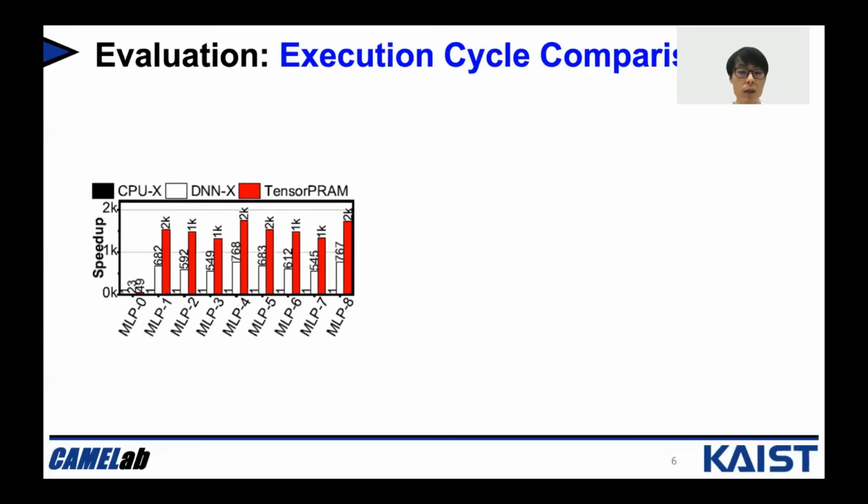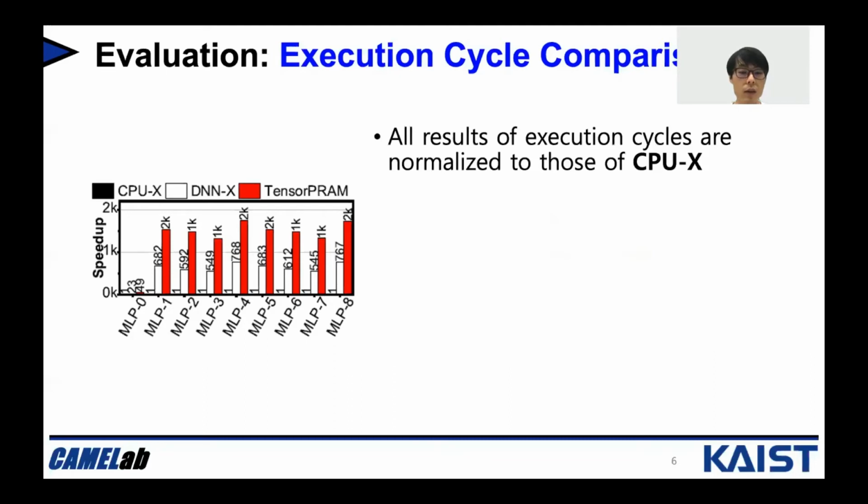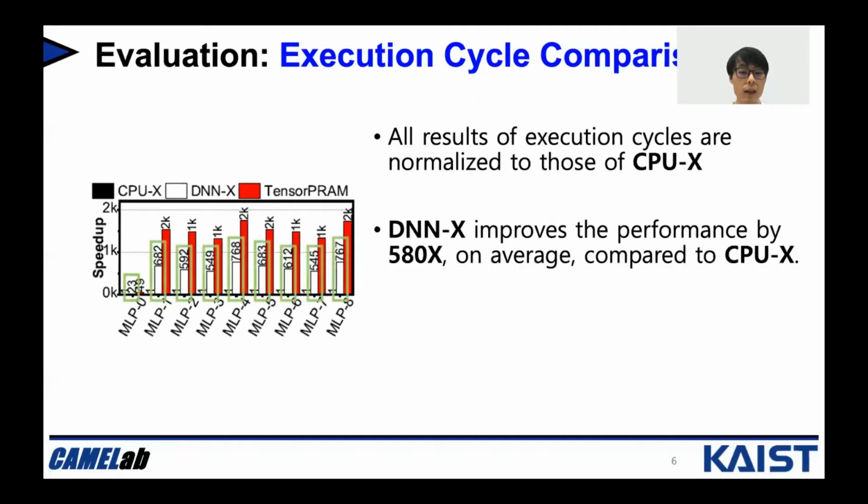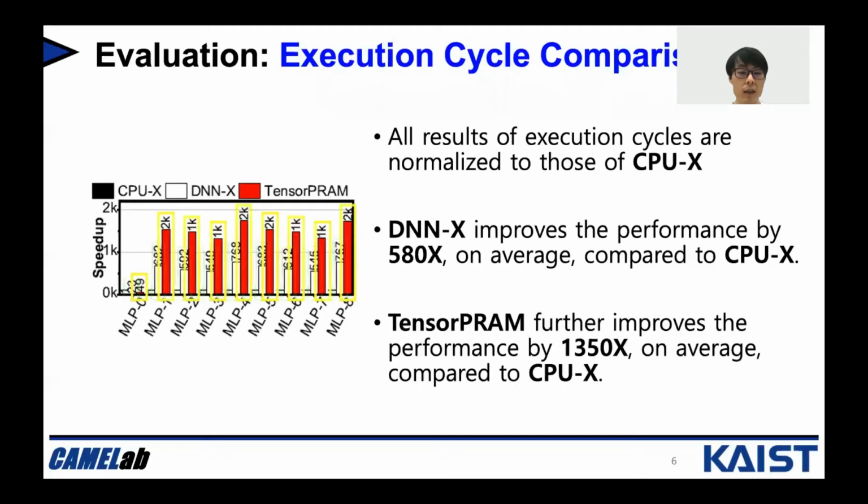Firstly, we compare the execution cycles. All the results are normalized to the execution cycles of CPU-X. DNN-X reduced the execution cycles compared to the CPU-X by 580 times on average. And the TensorPRAM improved the performance compared to the CPU-X by 1,350 times on average.